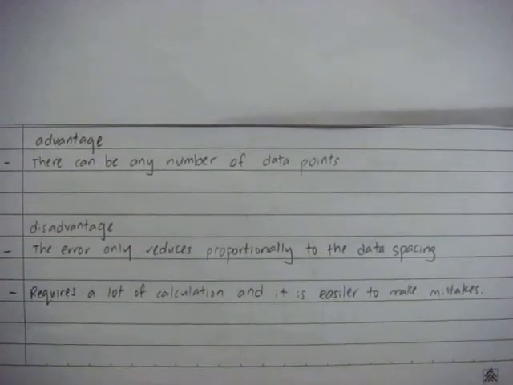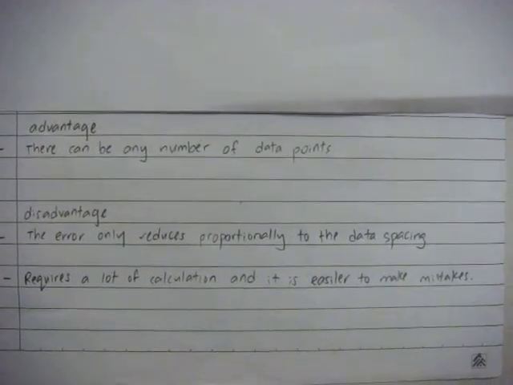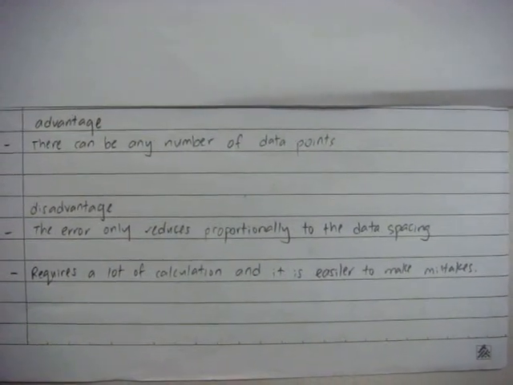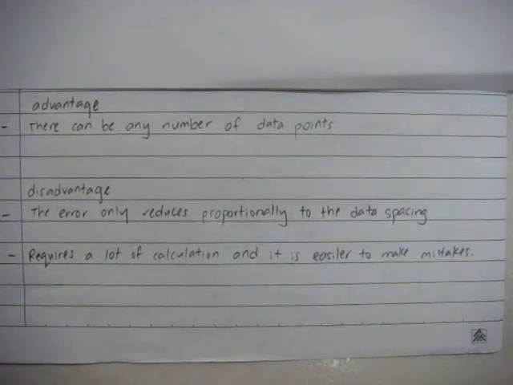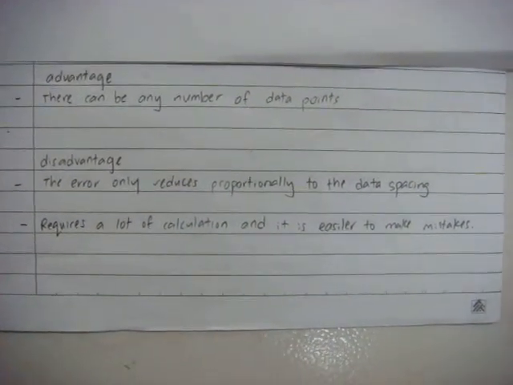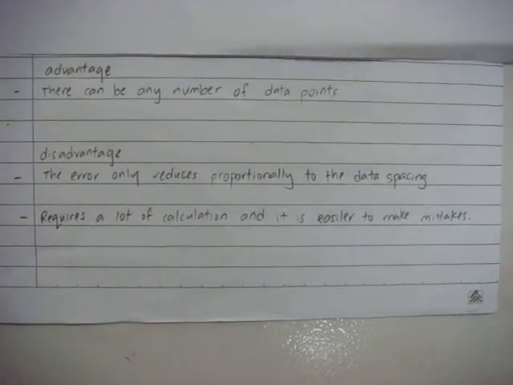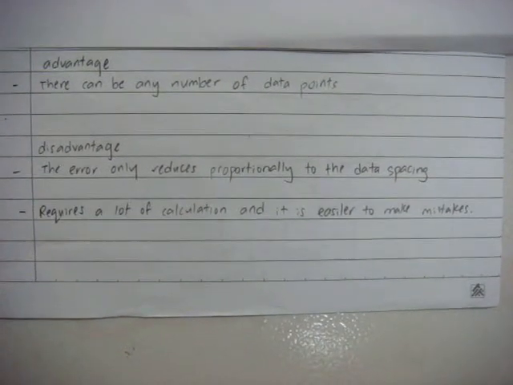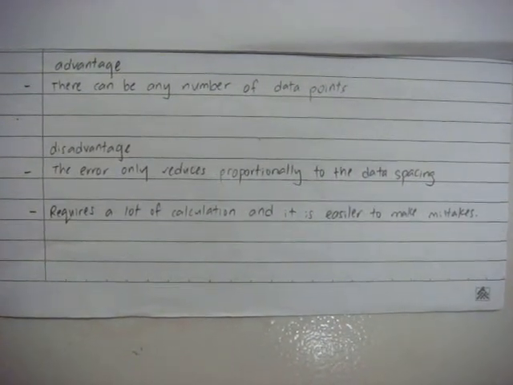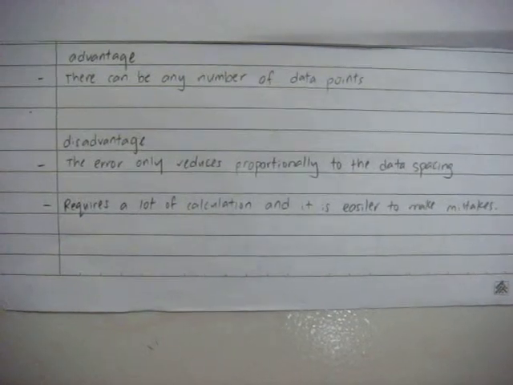Lastly, the advantage of using the trapezoidal rule is that there can be any number of data points. As for the disadvantages, the error only reduces proportionally to the data spacing, it requires a lot of calculation, and it is easier to make mistakes.